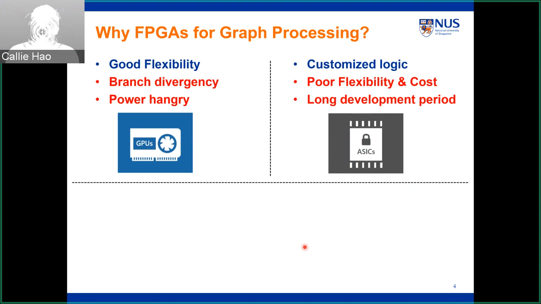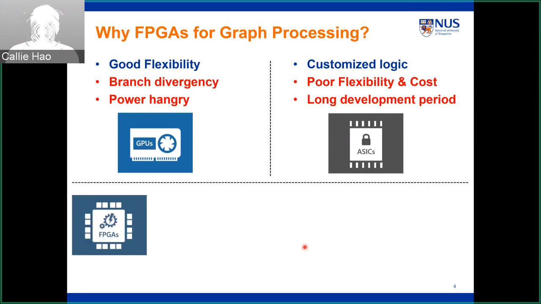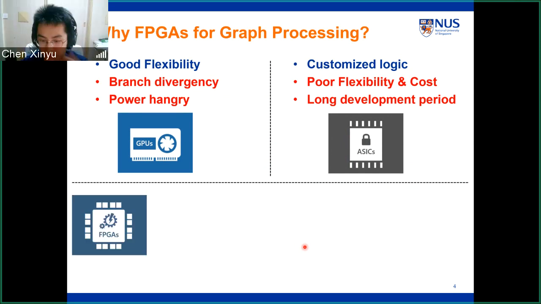Then let's see ASICs. Definitely ASICs deliver the best performance. This is very easy to understand. However, the problem is also very significant. It has poor flexibility, and the cost is very high. You also need a very long development period, and the time to market is too long to accept. Instead, FPGAs achieve a very good balance here.